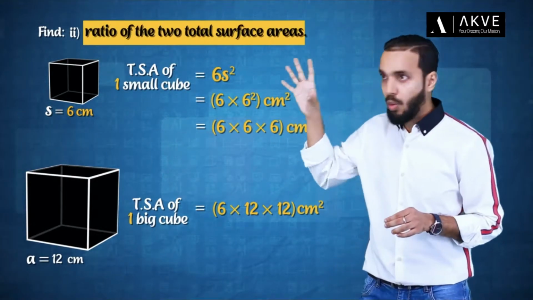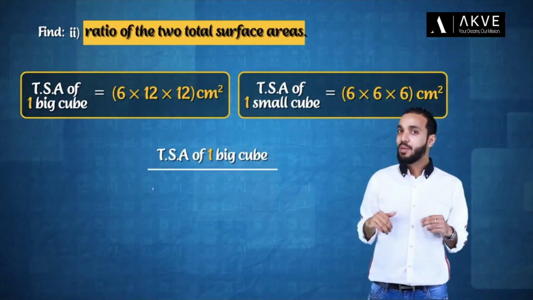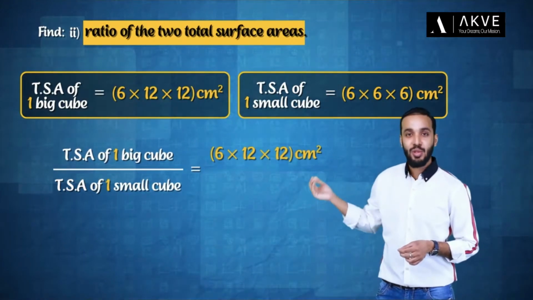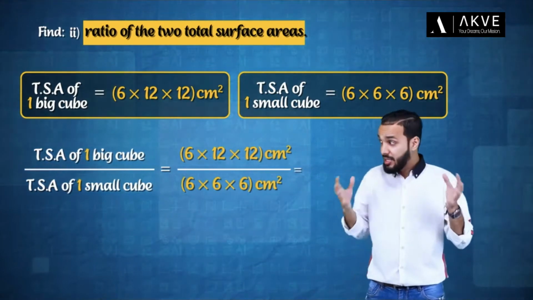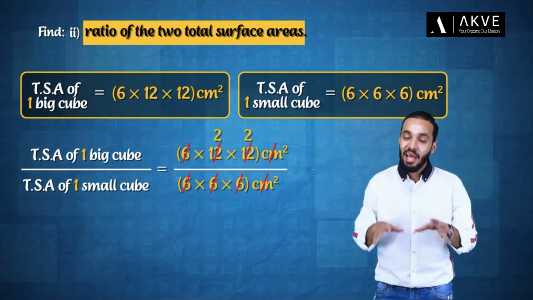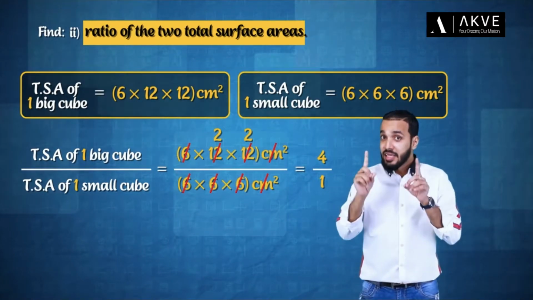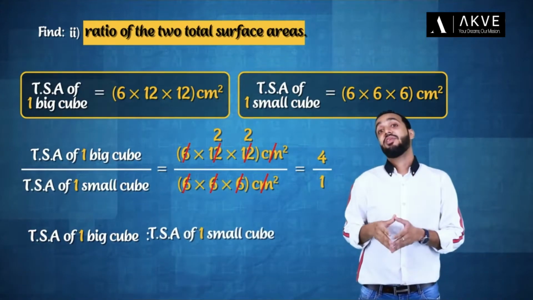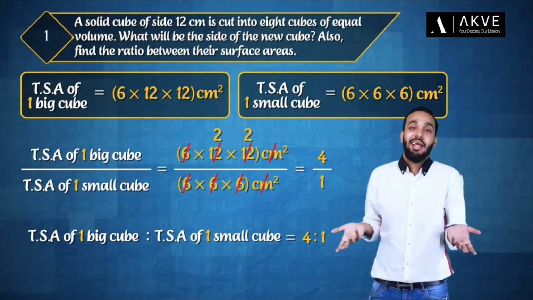Now, the required ratio is equal to the surface area of one big cube divided by the surface area of one small cube, that is 6 into 12 into 12 divided by 6 into 6 into 6. Since we did not simplify these values earlier, it becomes so much easier to divide, and we finally arrive at 4:1. So basically, the surface area of one big cube is to the surface area of one small cube is equal to 4:1.